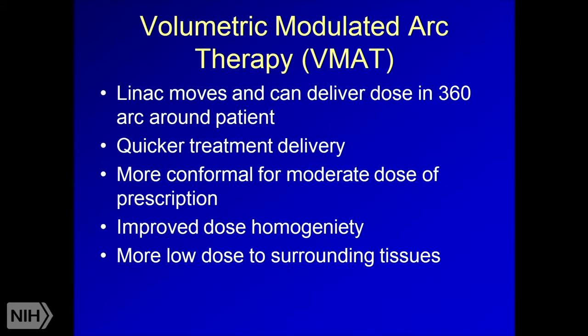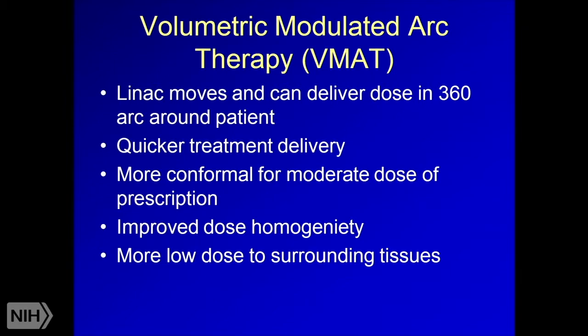Another type of radiation therapy that we have is called volumetric modulated arc therapy. We call it VMAT, and this is basically a way to deliver IMRT, but in a 360 degree arc around the patient. What happens with this is the treatment machine is moving the entire time it's delivering the radiation beam. This allows for a quicker treatment delivery for patients and a more conformal dose of the prescription, as well as improved what we call dose homogeneity, meaning at the level we're treating and targeting, the dose looks the same across that whole area. We don't have hot spots or cold spots.